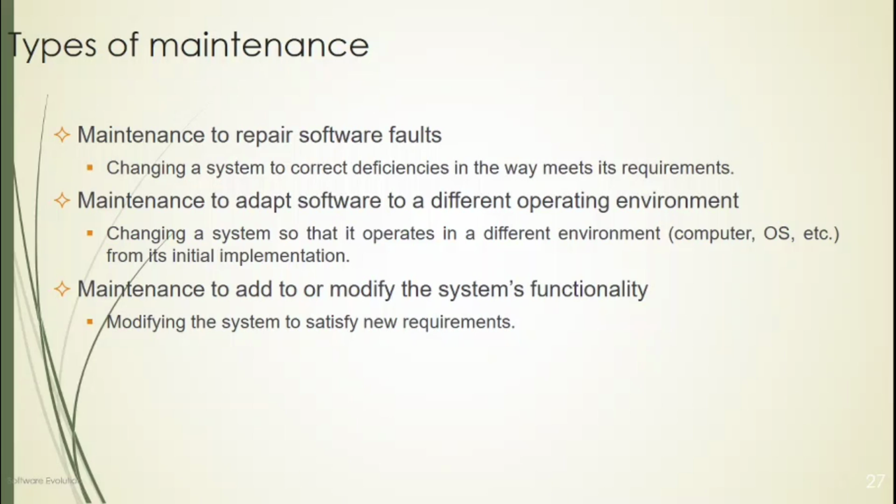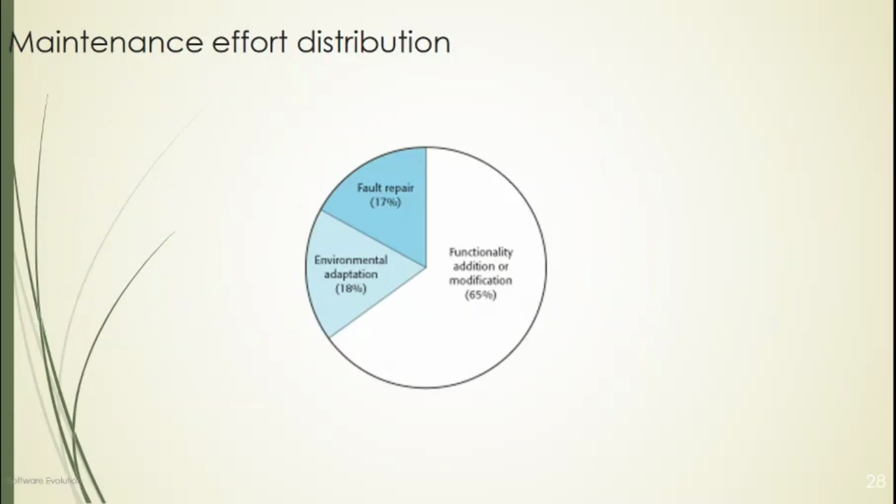And usually for software maintenance distribution, you can see in this diagram, fault repair will be 17% and environmental adoption will be 18%, very little. But functionality, that is adding functionality to a system and modification, will be 65% overall, when they measured it by taking a small area, then they saw that these are the percentages that happen in the market.